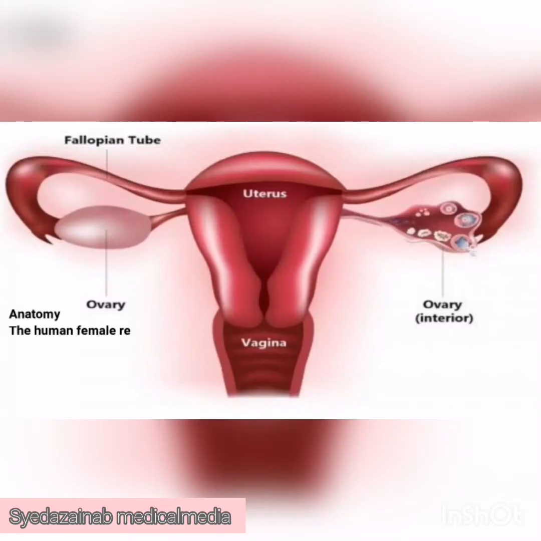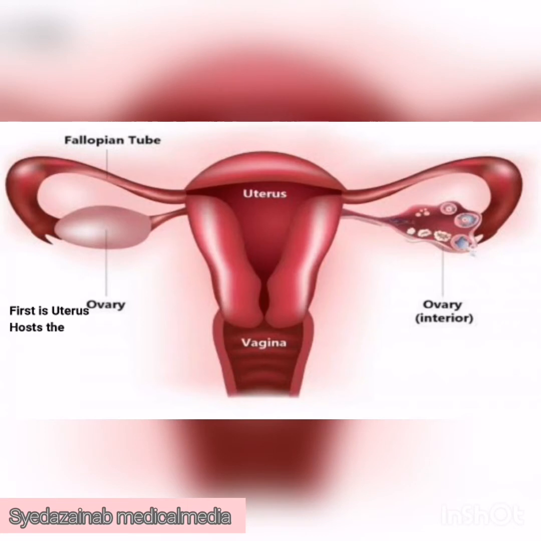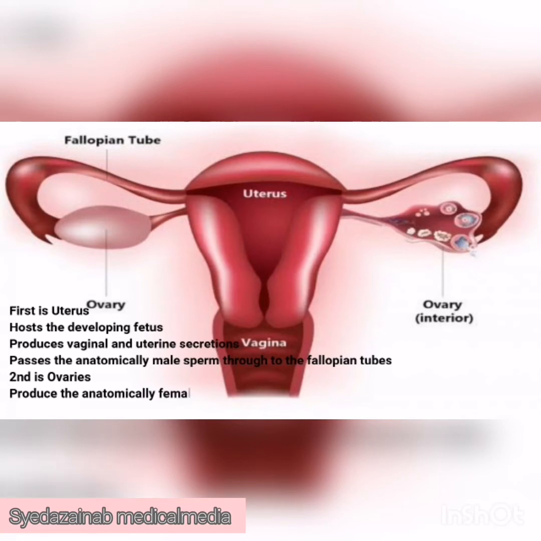Anatomy. The human female reproductive system contains two main parts. First is the uterus, which hosts the developing fetus, produces vaginal and uterine secretions, and passes the anatomically male sperm through to the fallopian tubes. Second is the ovaries, which produce the anatomically female egg cells, and produce and secrete estrogen and progesterone.